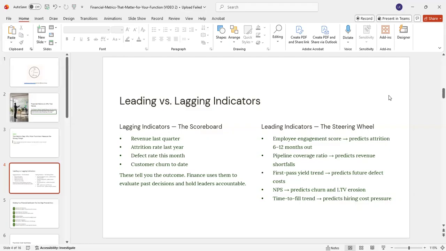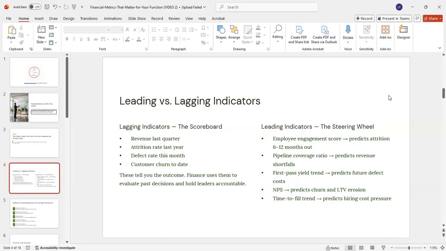Now, all of these tell you the outcome, and it is still useful, both to you and to the finance team, to evaluate past decisions and hold the team accountable. You might be able to use this to hold your team members accountable. Finance may in turn be able to use this to hold you accountable. Okay? So it's not that lagging indicators are not useful. They're useful in a particular way. Whereas when we look at leading indicators, we're looking for indicators that can predict how things might turn out 6 months from now, 3 months from now, and so on.